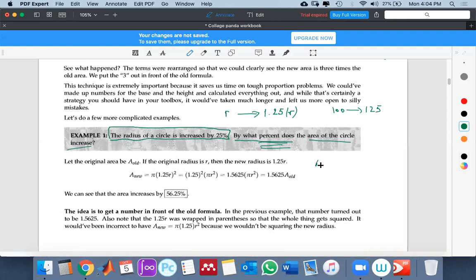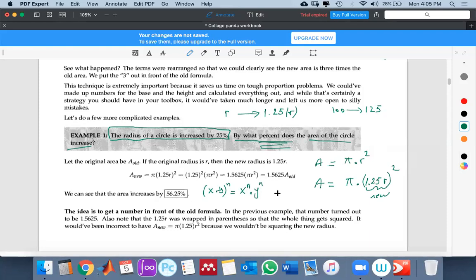So the area of a circle, normally we know, is pi times r squared. Now, the area of the new circle is pi times the new radius. What is the new radius? 1.25r, this is the new one, squared. So what will be the difference between them? How can we calculate? It's easy. For exponents, x times y to the power of n is equal to x to the n times y to the n.